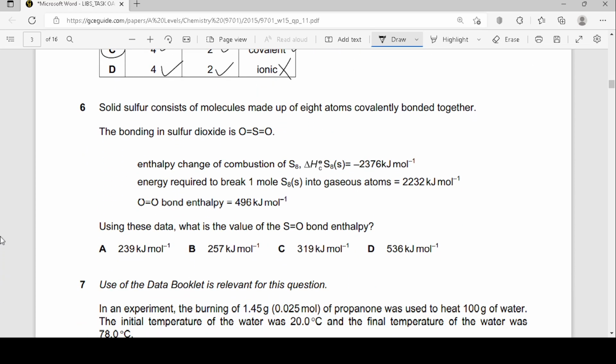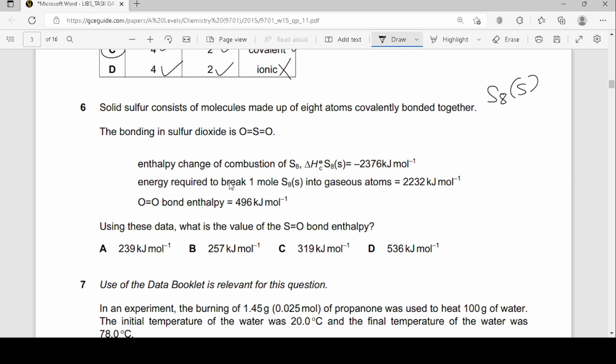Solid sulfur consists of molecules made up of 8 atoms covalently bonded together. So they're just saying that it exists as S8 naturally. The bonding in sulfur dioxide is SOO, alright, and it has 6 electrons in its valence shell, 4 are used in bonding, and then it has 1 lone pair as well, alright. So what does that mean? Its steric number is, I don't need to do this, but I just feel like explaining this part as well.